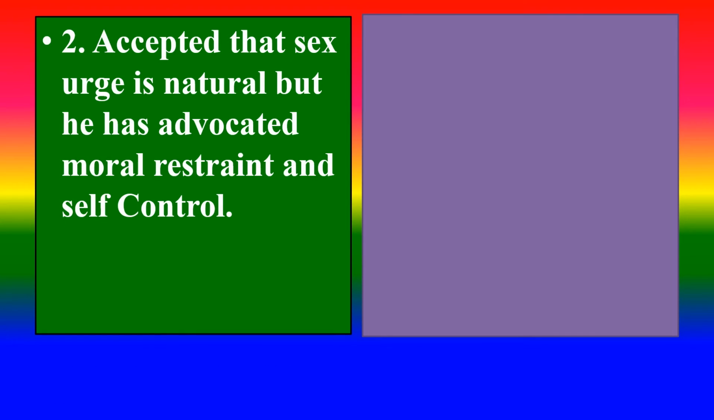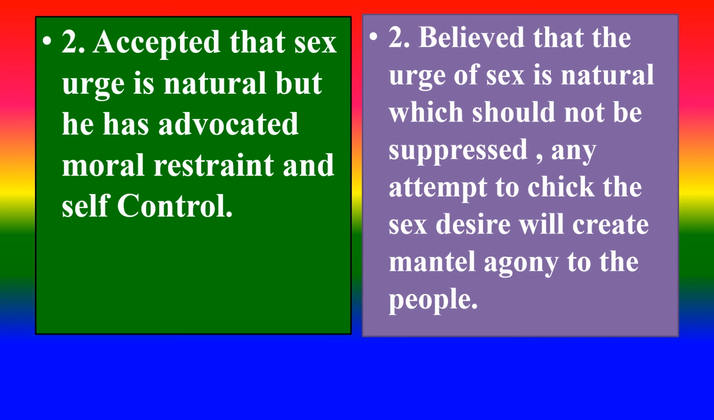Second difference, Malthus accepted that sex urge is natural, but he advocated moral restraint and self-control. But Neo-Malthusians believed that the urge of sex is natural, which should not be suppressed. Any attempt to check the sex desire will create mental agony to the people.